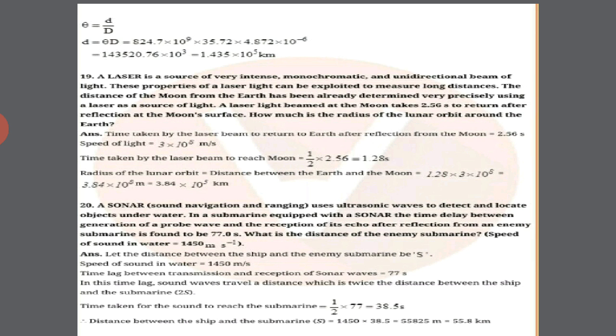It will be half. Distance between the ship and the submarine, s, is equal to speed into the time taken. It will be 55.8 kilometer. Okay, let's discuss some more questions.